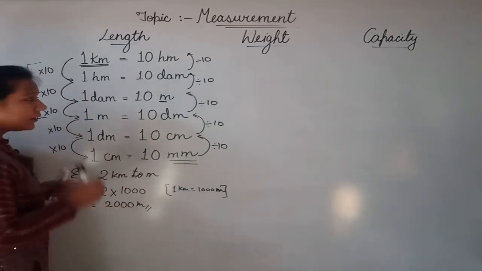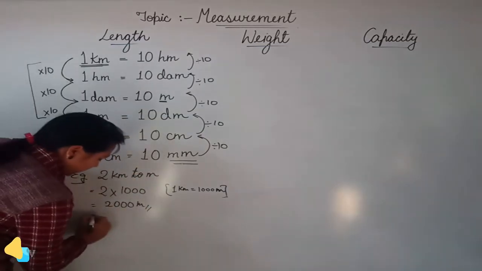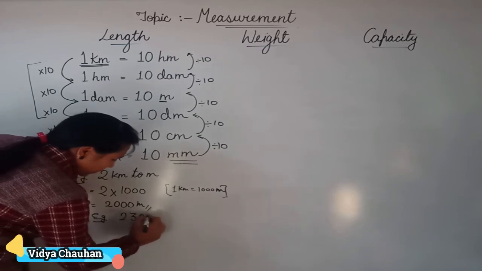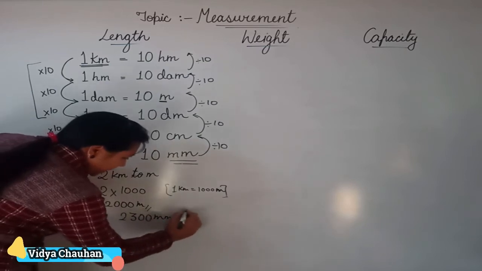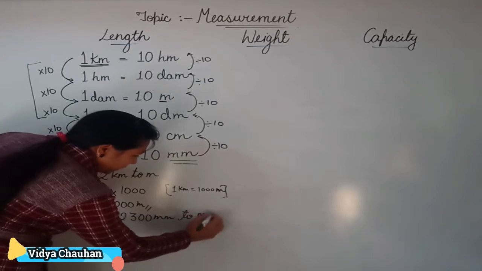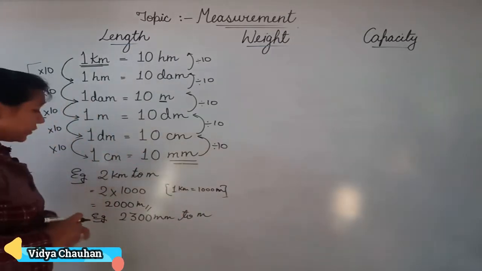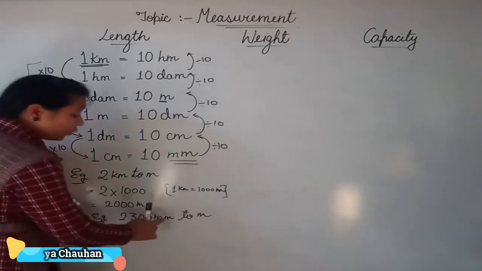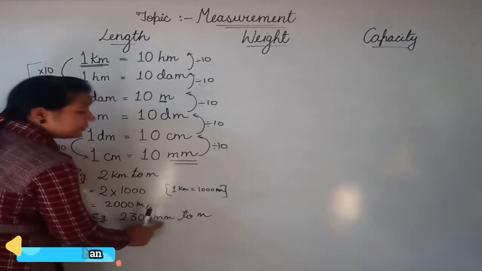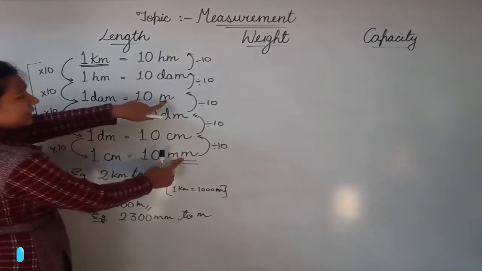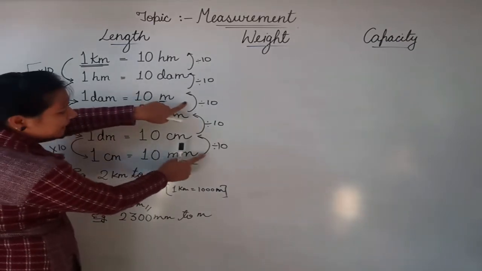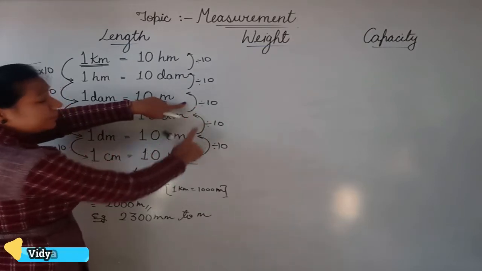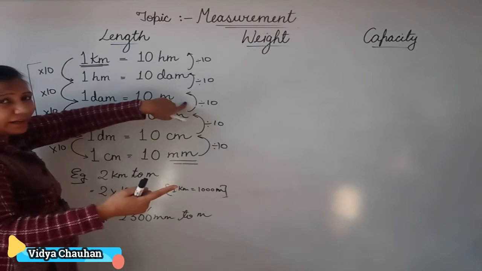Similarly, if we have to convert a smaller unit to a bigger one, in that case we have to divide the term. For example, if it is given that 2300 millimeter has to be converted into meters, what is the relation between millimeter and meter? Millimeter is here and this is our meter. How many steps are there? 1, 2, 3. That means we have to divide the term 3 times by 10 only.